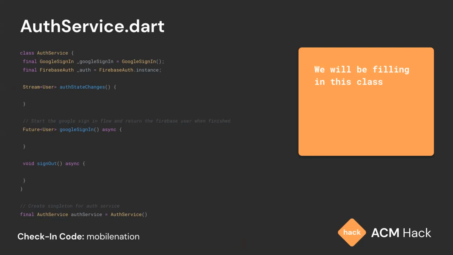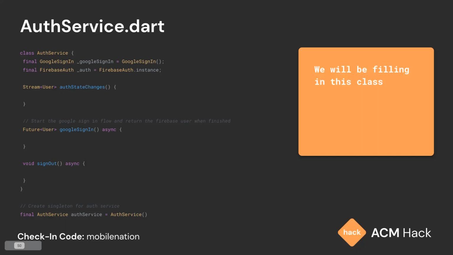So auth state changes is going to keep track of the state of the authenticator. So whenever we open the app, right, we want to know if we've already logged in, because we don't want to have the user log in every time they go in, right? We want to just automatically do that. So this allows us to check whether that's true or not and update the UI accordingly. Google sign in obviously signs the user into Google, and sign out just signs the user out as expected.